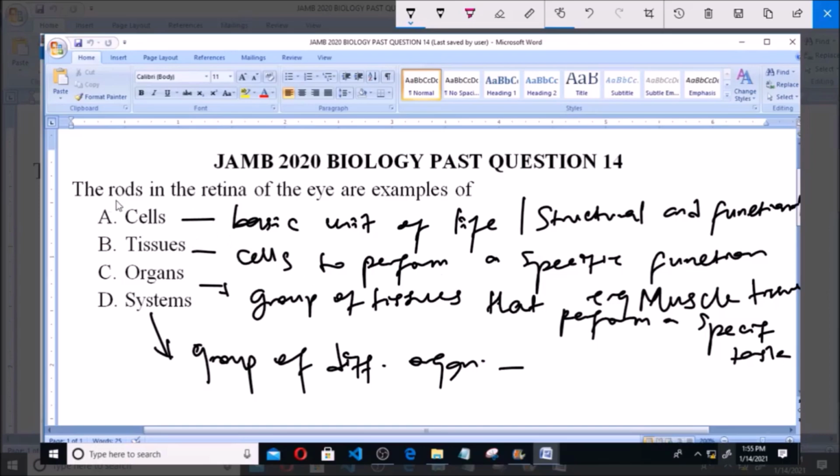Now, the question says the rods in the retina of the eye are examples of what. In the eyes, we have what we call photoreceptors. Photoreceptors are cells that are receptive to light. Photoreceptors are responsible for the conduction of light rays, converting them into impulses that the brain interprets, and then we are able to see.